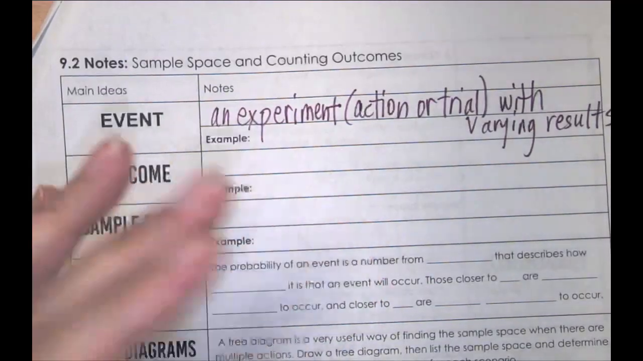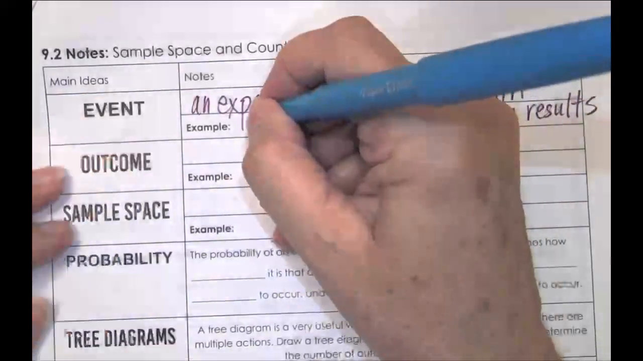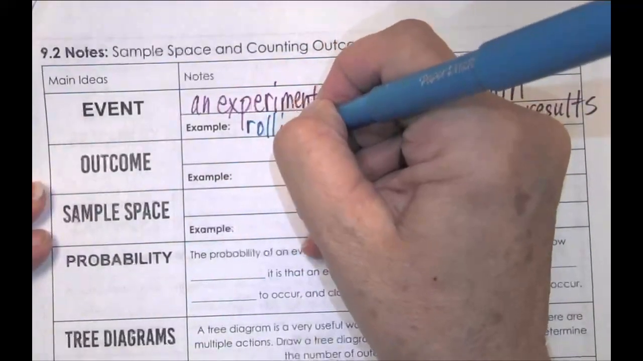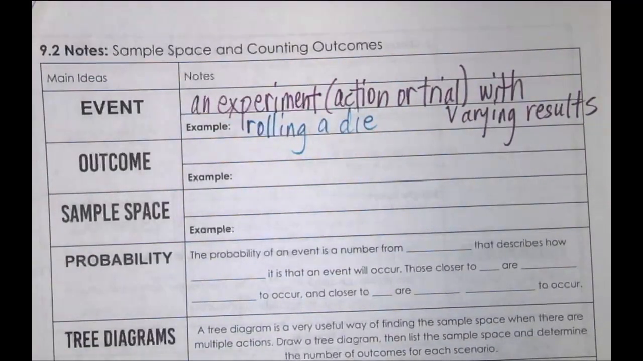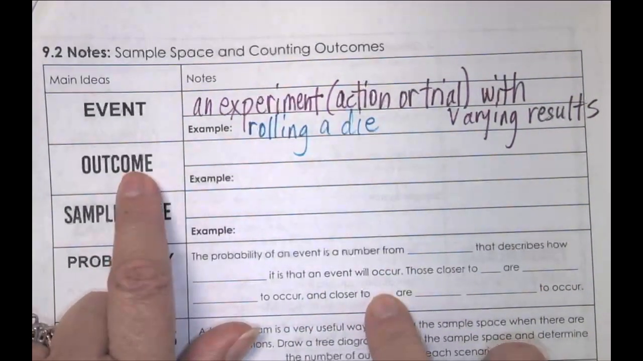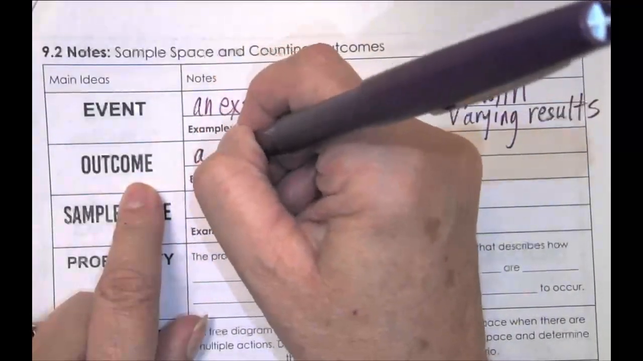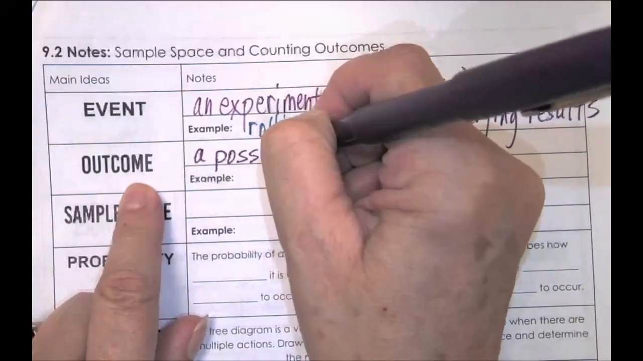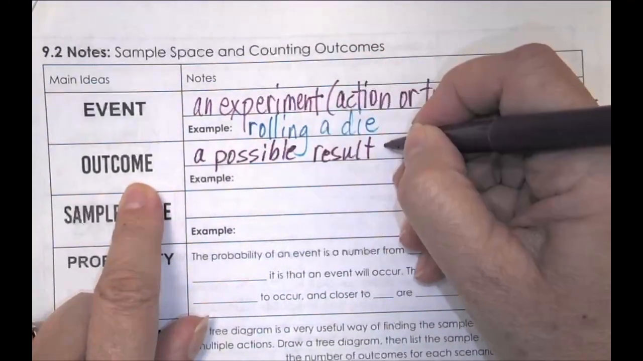Okay, for example, let's say you could roll a die. So an example is rolling a die. You know, that's singular for dice. And seeing what you get. Your possibilities are you could land on a 1, a 2, a 3, a 4, a 5, or a 6. Those are your possibilities, which would be your outcome. So an outcome is a possible result from the experiment.